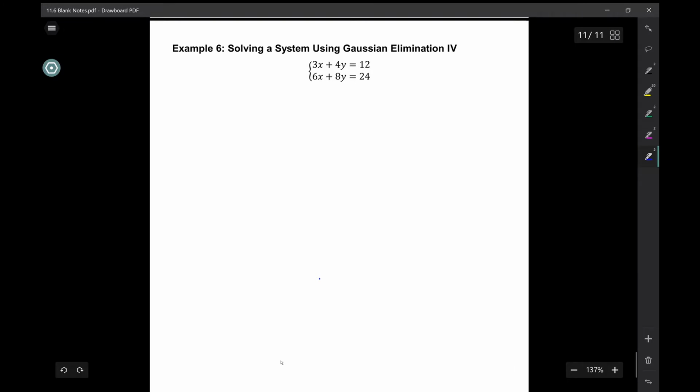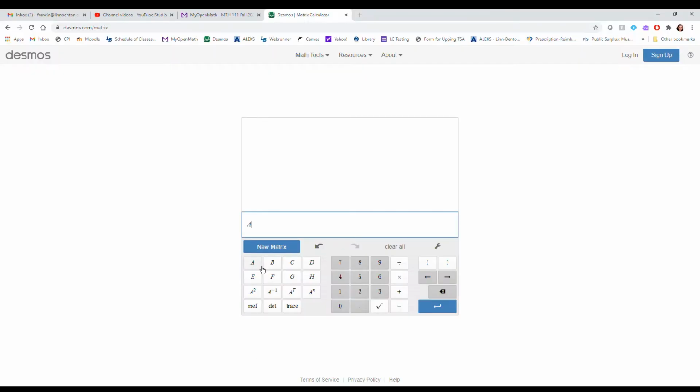All right, looking at example 6, let's go ahead and put this into a matrix. It's going to be 3x plus 4y equals 12, 6x plus 8y equals 24. All right, let's go over to Desmos now and let Desmos help us solve this by putting it into reduced row echelon form. So we're going to get a new matrix, A, but it is 2 rows and 3 columns. And it's 3, 4, 12, 6, 8, 24. Enter. And now we're going to reduced row echelon form this guy.